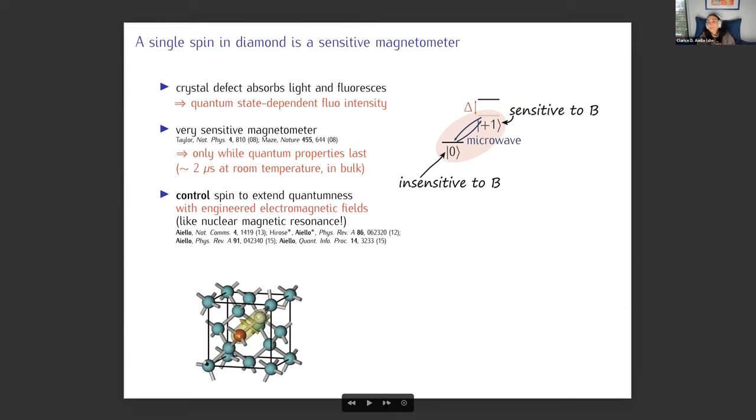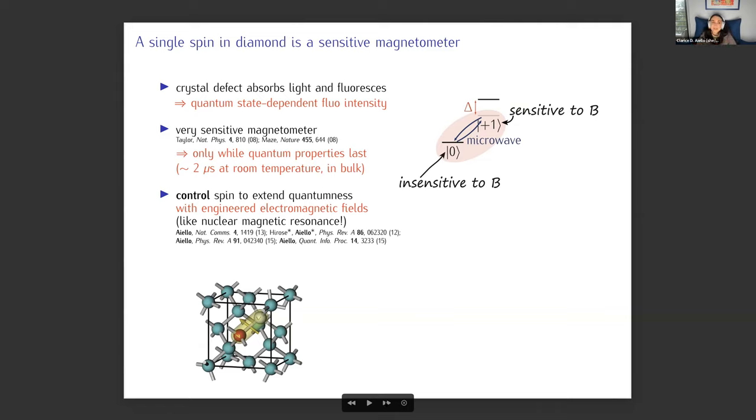Even if its natural quantumness is only about 2 microseconds. And actually, for a quantumness to last for 2 microseconds at room temperature, this is already really, really extraordinary, but we want better. And it turns out that people have known, again, for many decades, that for spins and for other quantum objects made of matter, we can actually extend the quantumness of those quantum objects by kicking them with electromagnetic radiation of particular frequencies and particular shapes, right?